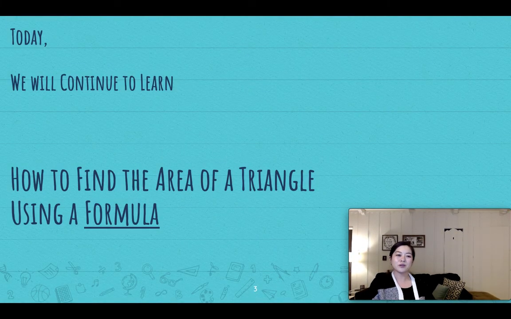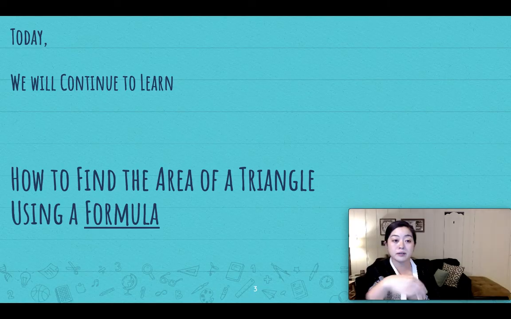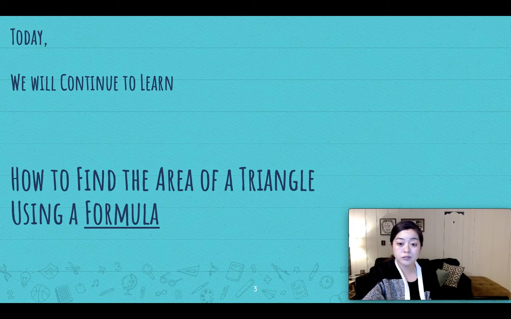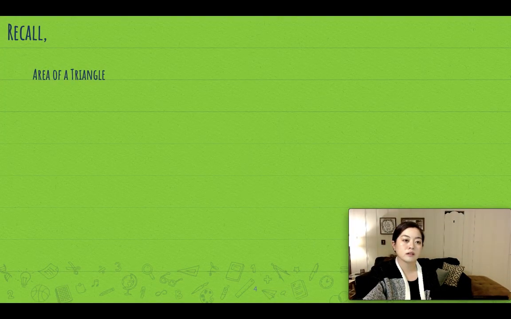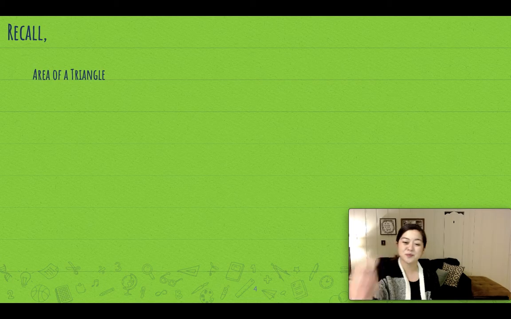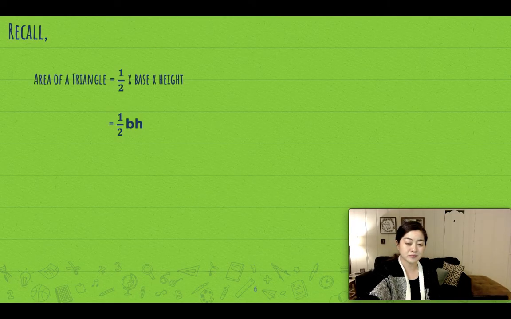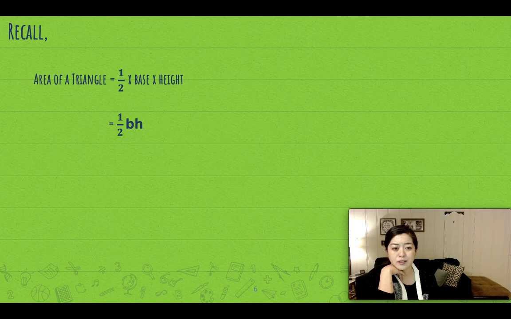Okay, so today we're going to continue to learn about the area of a triangle using a formula. So recall the area of a triangle. Do you remember what the formula was? It was 1/2 times the base of the triangle times the corresponding height of the triangle, or written with the variables b and h.